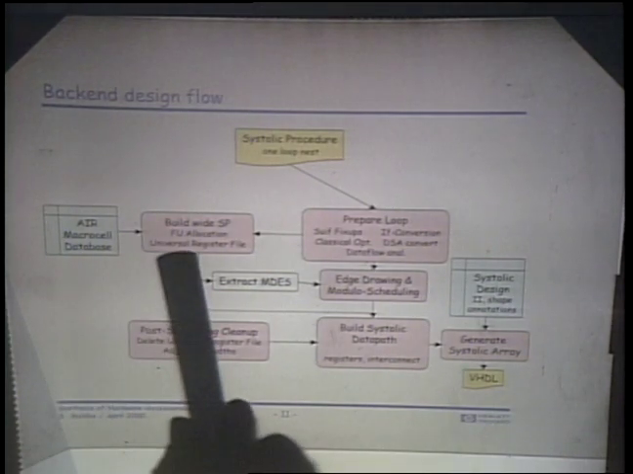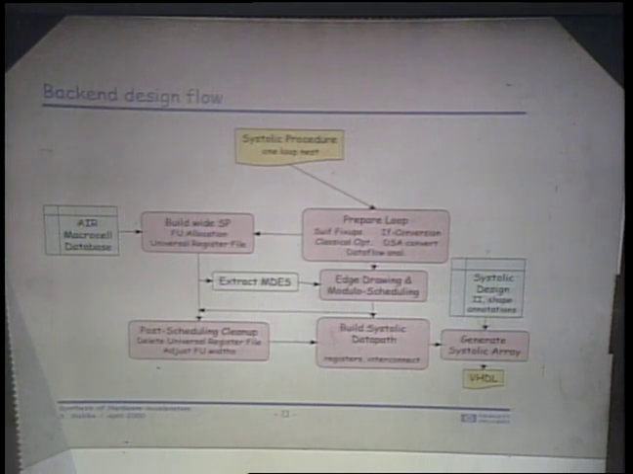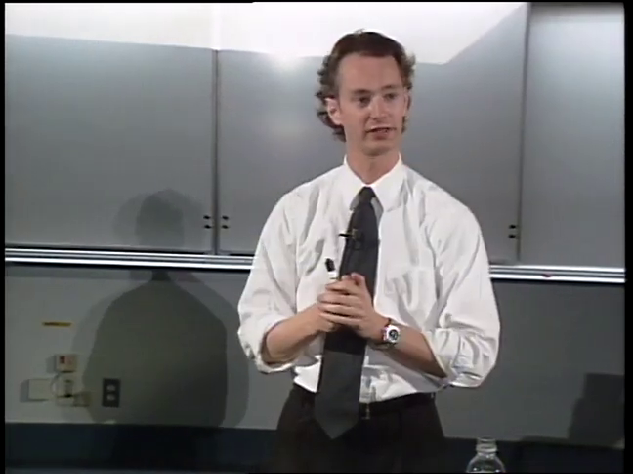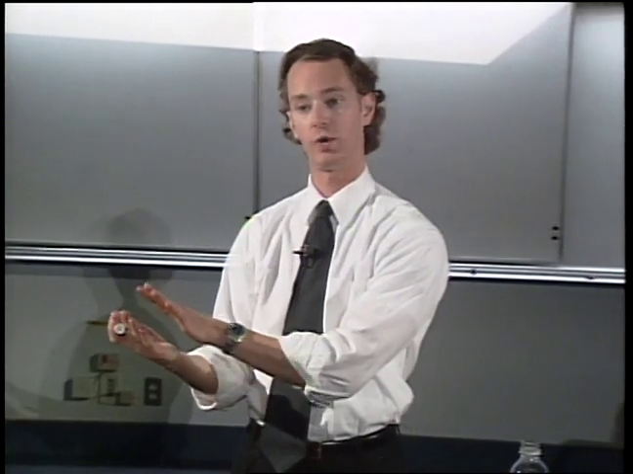Then what we're going to do is build what we call a wide SP. We want to schedule the code to a machine that doesn't exist yet, and we only know how to schedule to very regular machines. So we're going to try to software pipeline this loop. But software pipelining to something very sparse, where only certain things are connected to one another, is very difficult. So we're going to build this hypothetical wide SP.